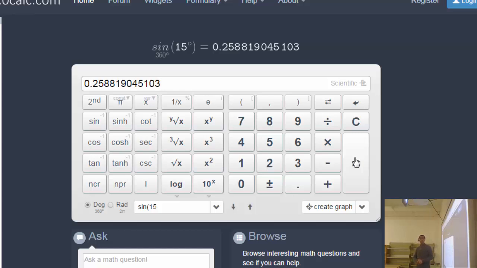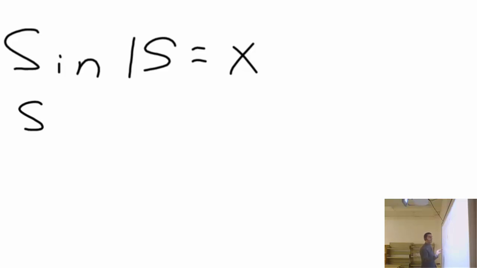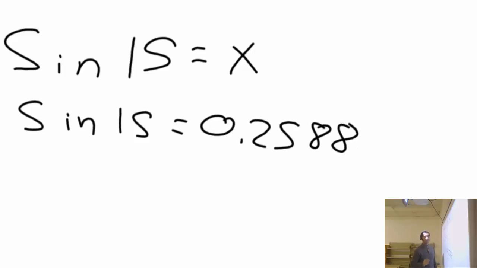So what you need is to please get the 4 digits after the decimal: 1, 2, 3, 4. And the next number I am looking at is 1, so that's less than 5. Simply I'm going to ignore it, and I'm just going to write down 2588. So sin 15 is 0.2588. So x is 0.2588.